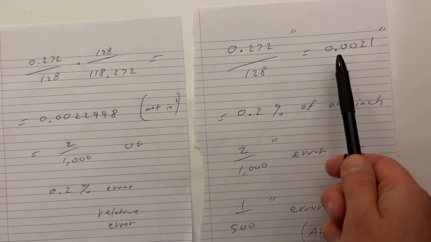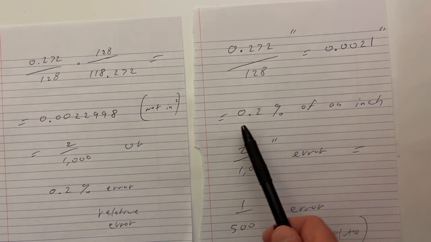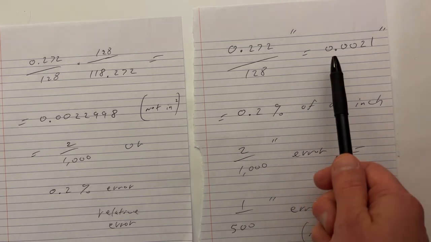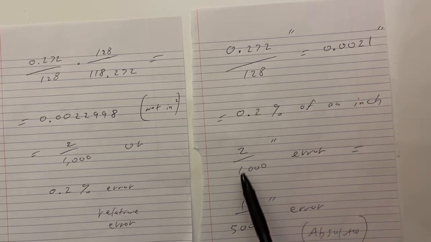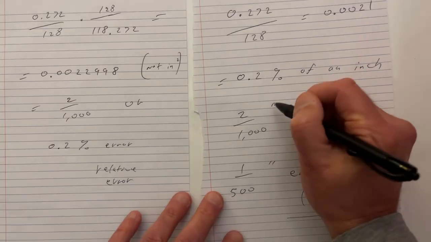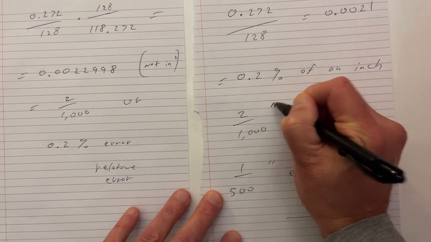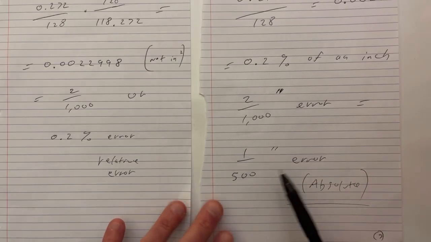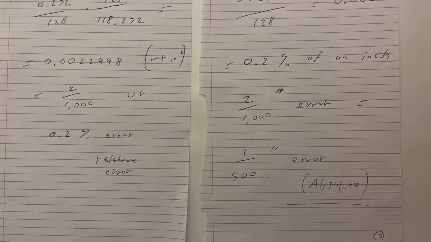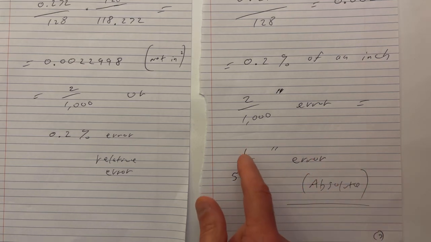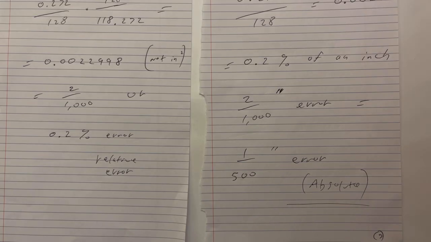We can move our decimal point over 2 places to get 0.2% of an inch. Or we can also say that's tenths, hundredths, thousandths. That's 2 1,000ths of an inch error. We're keeping our units here. And 2 1,000ths will reduce to 1/500th of an inch error. And that is our absolute error. So if we have an inch and we divide it up into 500 units, then we'll be off by approximately 1 out of those 500 units.